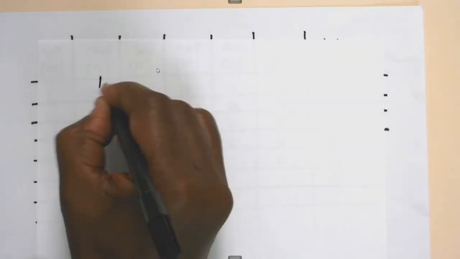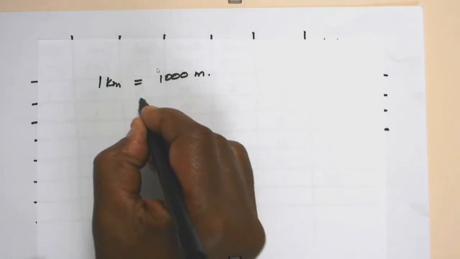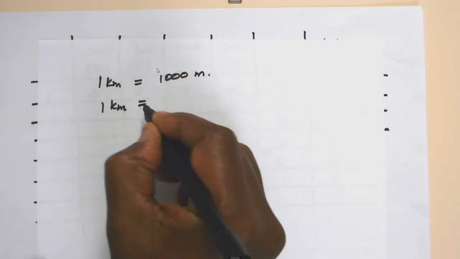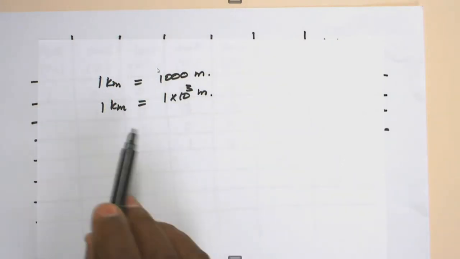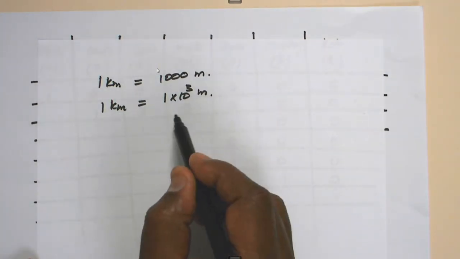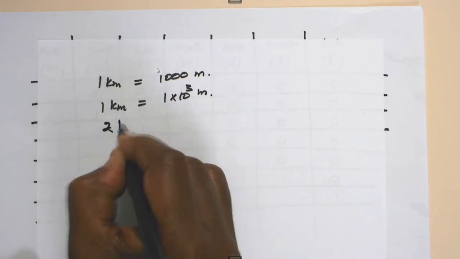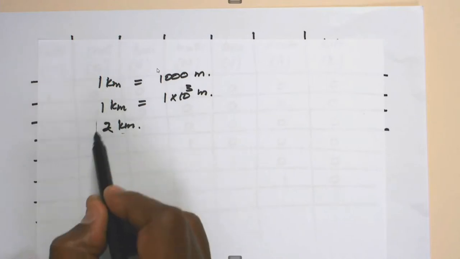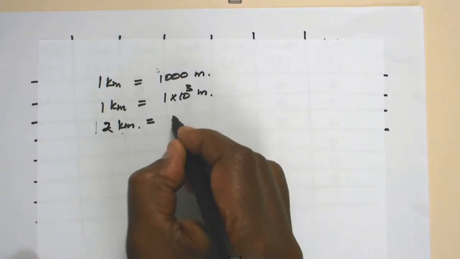We can follow the same argument as we have said, to say if you have 1 kilometer being equal to 1,000 meters, let's write it again as 1 kilometer is equal to 1 times 10 to the power 3 meters. Supposing you are asked how many meters will be there in, let's say, 2 kilometers, just for simplicity. Now you see we are putting the kilometers on the same side of the equal sign, and we want how many meters will be there in 2 kilometers. So that will be our x.